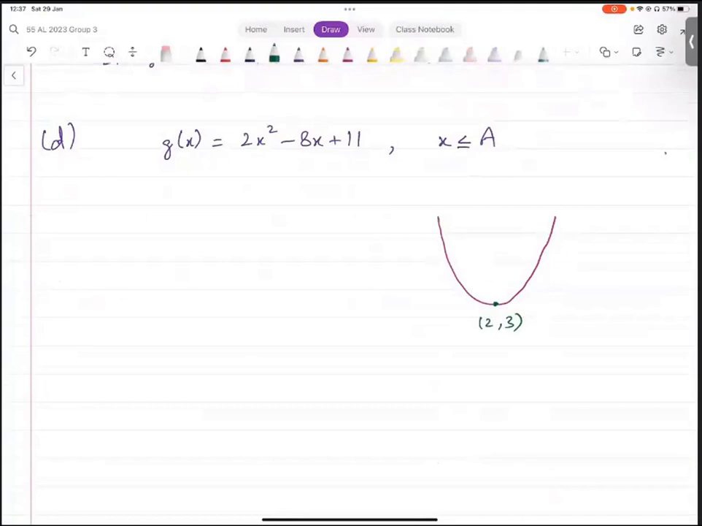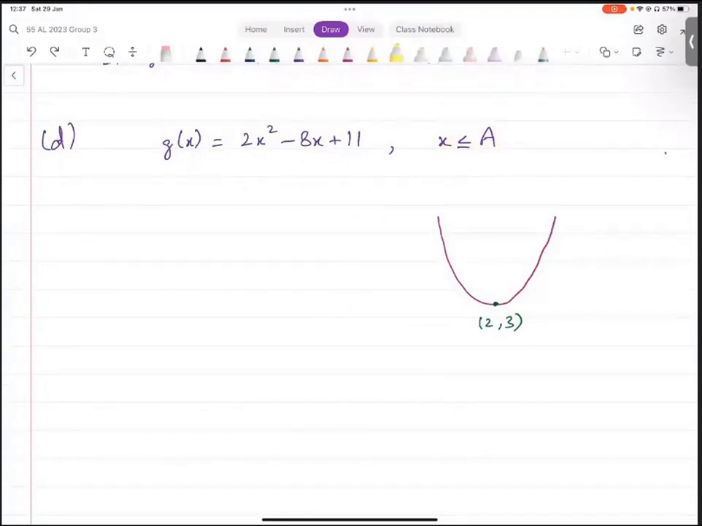अच्छा, अब उसने क्या कहा है? इसकी डोमेन उसने रिस्ट्रिक्ट कर दिया. It's less than or equal to some value. Now we don't know what the value of a is. A क्या है? उसका हमें नहीं पता. ठीक है? अच्छा.